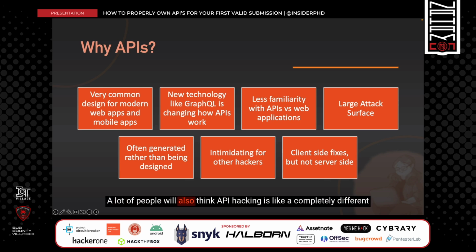A lot of people will also think API hacking is a completely different skill. And in some cases, hacking is completely different skills. You are not going to be a browser hacker from being a web hacker. They are very different skills. And even mobile is kind of a different skill as well. But APIs are just web applications. They fall victim to exactly the same security flaws as regular web applications. They just look different and they're in different places.